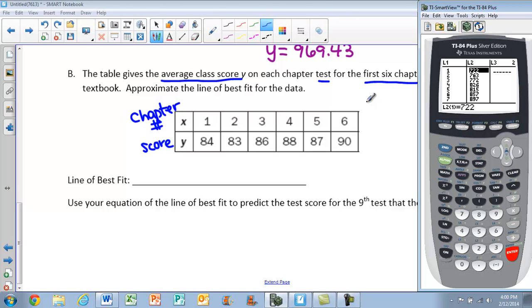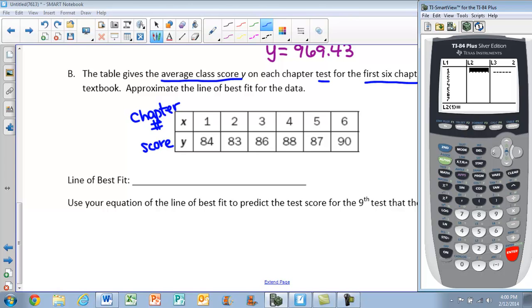Now, this is where you need to be careful. This is step 7 from your directions. In order to clear out your list, you need to arrow up. If you look, my L2 is highlighted. You need to hit clear, and then you hit enter, and it will clear that whole list for you. If you press delete, it will get rid of that entire list, and L2 will not be an option for you. Do not press delete.